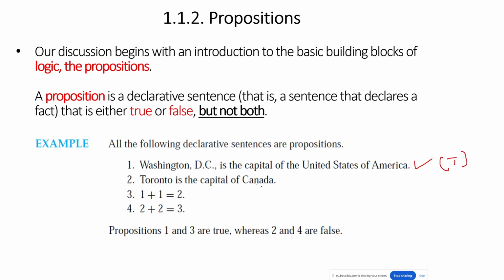And Toronto is the capital of Canada. Well, if you don't know, Toronto is not the capital of Canada, so this is still a proposition, but its answer is false. It's not because it's false that we're going to say it's not a proposition. No, it is a proposition, but it's going to be false. What about this one? 1 plus 1 equals 2. Well, this is a proposition, and it's true. What about this? It's again another proposition. So these are all propositions, but some are true and some are false.